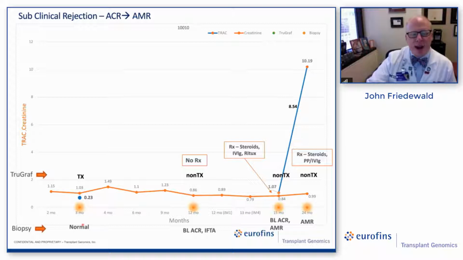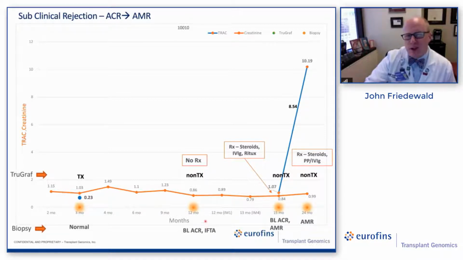At 3 months, they had a normal biopsy and a TX TruGraf result, so potentially they could have been spared that biopsy. By 1 year, though, the TruGraf test is non-TX abnormal, and we find borderline acute cellular rejection. Now, at the time, it was clinician preference in the trial. It was not an interventional trial. The clinician chose not to treat those borderline infiltrates.